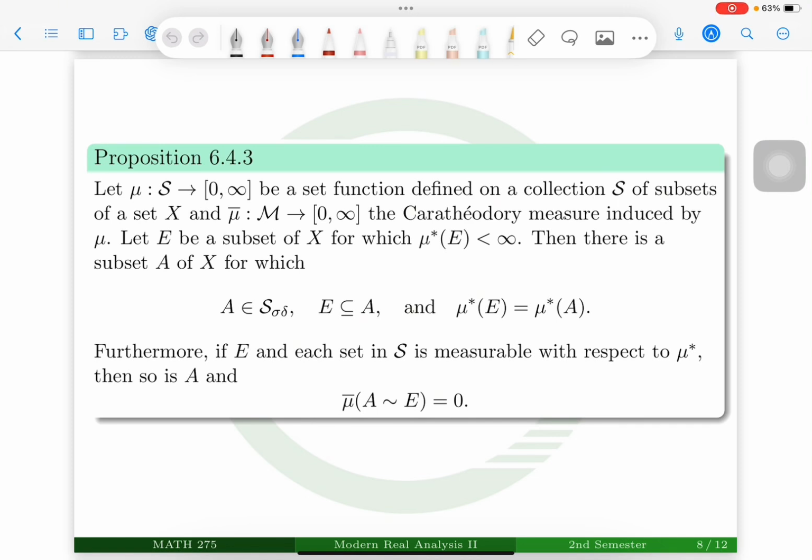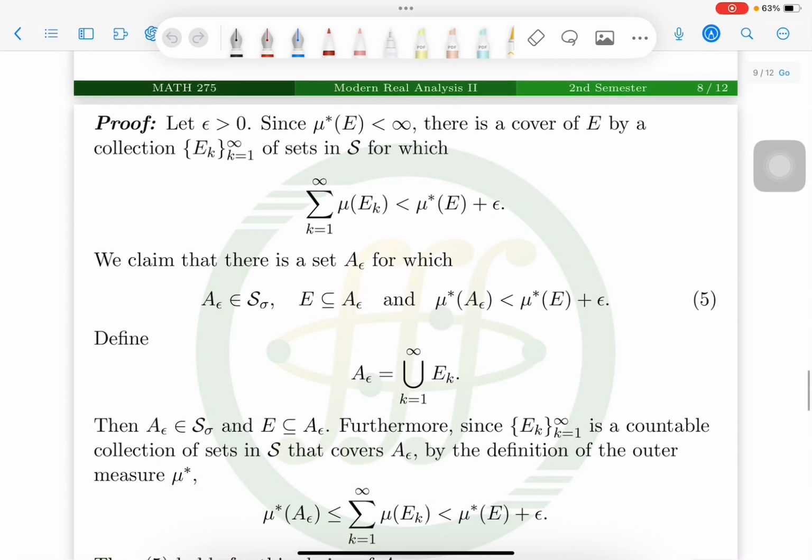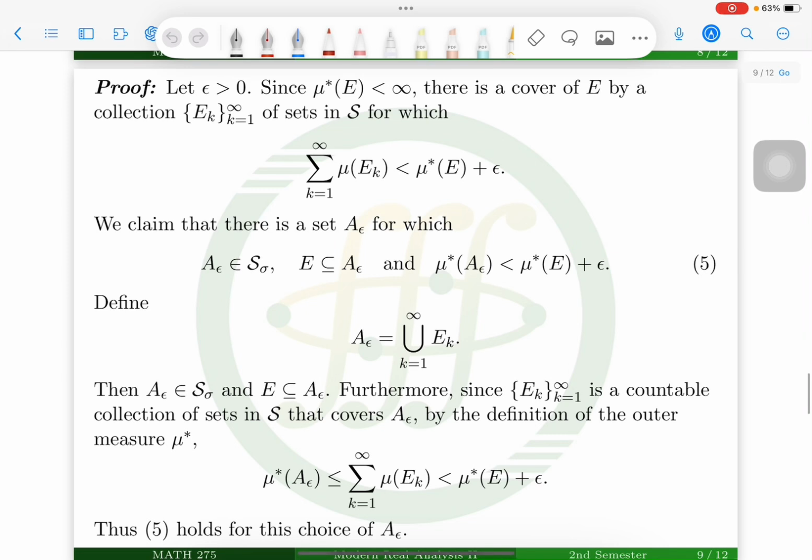So, it is confusing. What we will do first, in constructing the proof, is to look at a cover of E with sets of S, and we will define A epsilon. Proof. Let epsilon be greater than 0. Then by the definition of our outer measure, the outer measure of E is finite. Then we have a cover of E by a collection E sub K of sets in S.